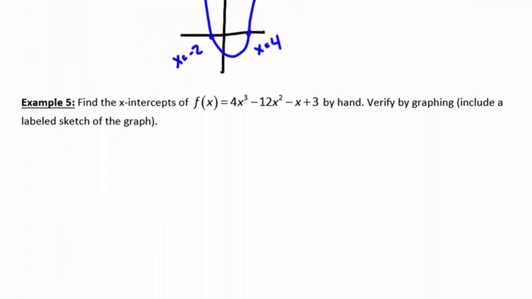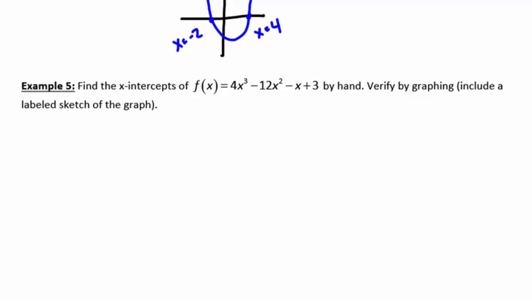In example 5, I want to find the x-intercepts of this function by hand. X-intercepts are places where the equation is equal to 0. We're going to verify by including a graph. So if I want this equation equal to 0, I'm looking to solve 4x cubed minus 12x squared minus x plus 3 equals 0. And since there are 4 terms, I'm going to factor by grouping.